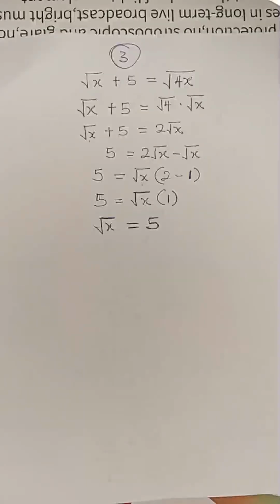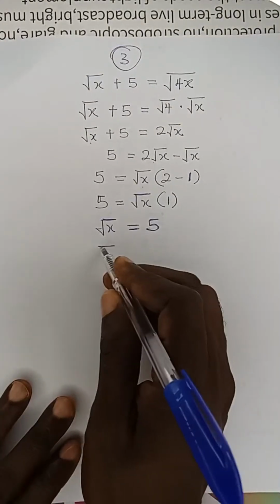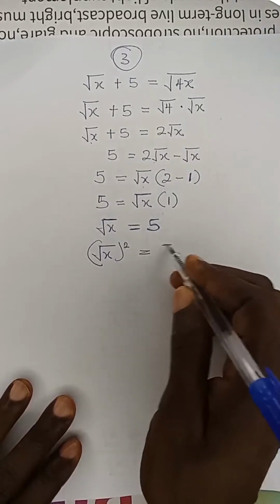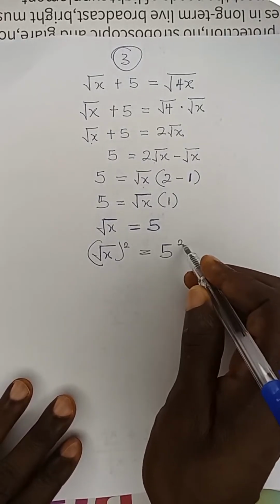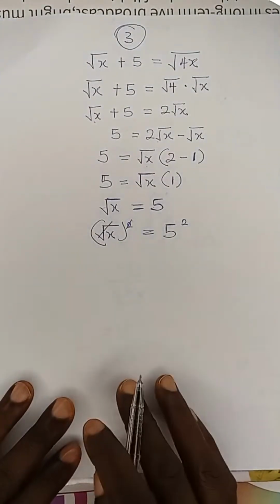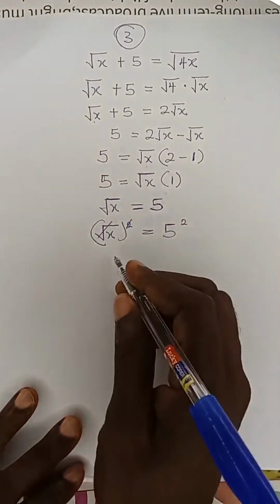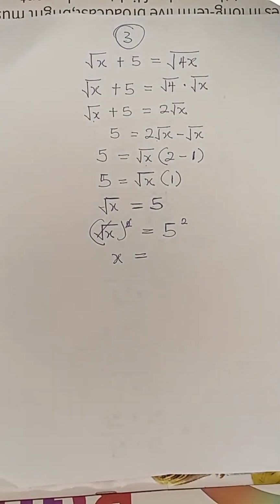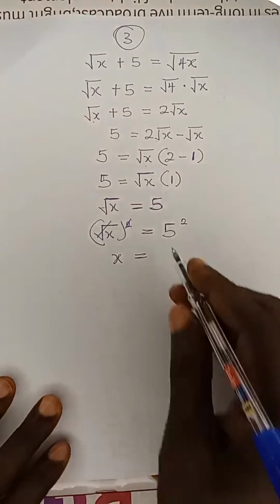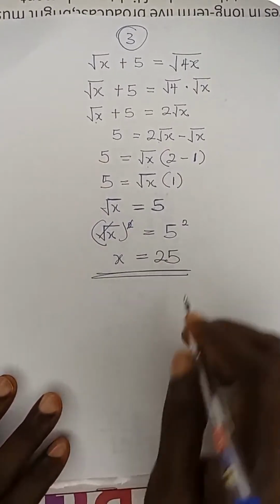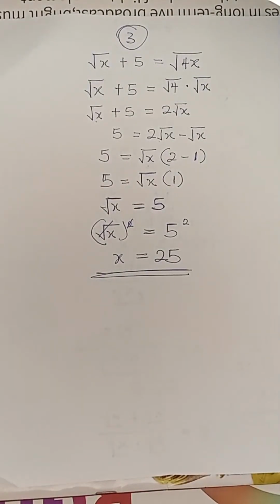We have to take square of both sides. So we take square of this side, we take square of this side, and we also take square of this side. And then the square, we cancel the square roots. That's the reason why we have taken the square of both sides. Then 5 square means 5 times 5, which is 25. So it means that x is equal to 25.